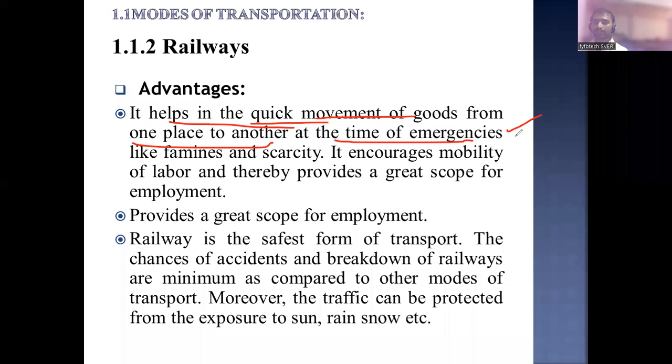Best example is during Corona time, like famine and scarcity. So during famine and all, we also use the railways.